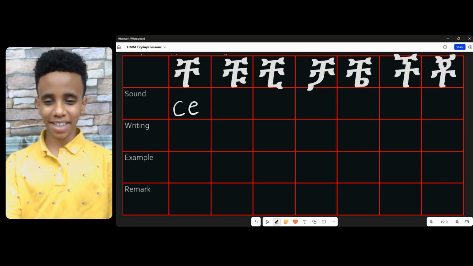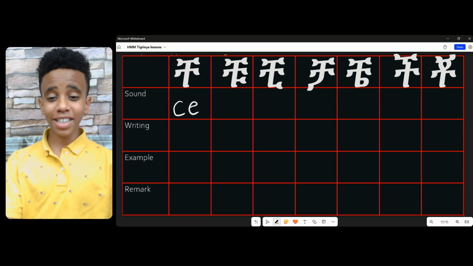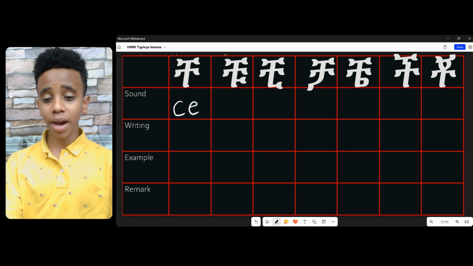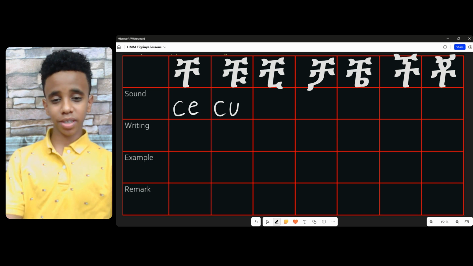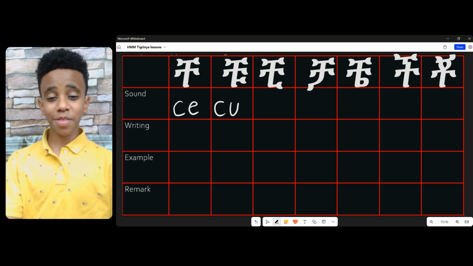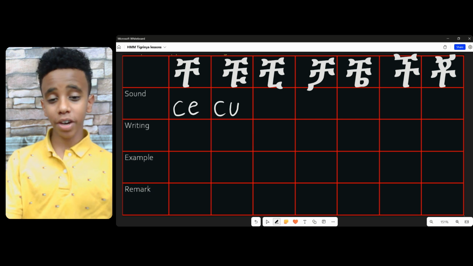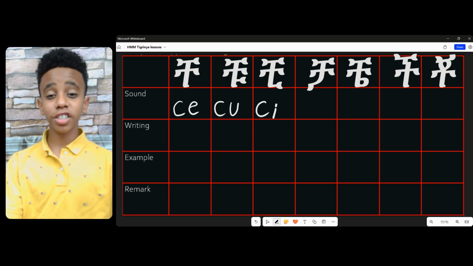Now let's go to our second letter. Our second letter is the letter Chu. And you can write the letter Chu by writing C-U. Our third letter is the letter Chi. And you can write the letter Chi by writing C-I.